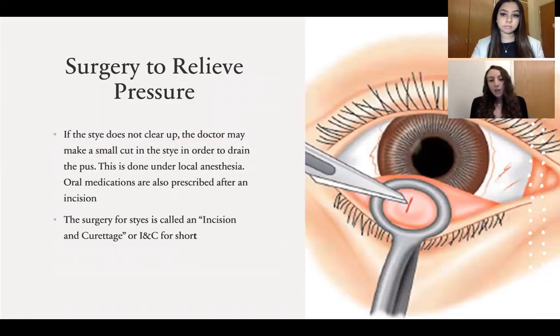If the stye does not clear up, however, the doctor may make a small cut in the stye in order to drain the pus. This is done under local anesthesia, and oral medications are also prescribed after the incision. And surgery for styes is usually called an incision and curettage, or an I&C for short.